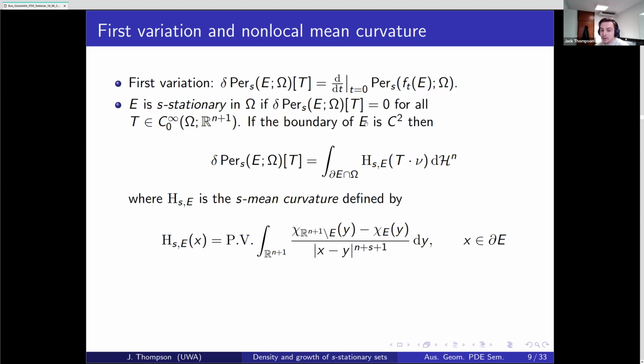And if the boundary of E is sufficiently regular, again, we can compute what the first variation is, and we get something that's very similar to the classical case, except the usual mean curvature is replaced by this wacky object. And this is what we call the S mean curvature of E.